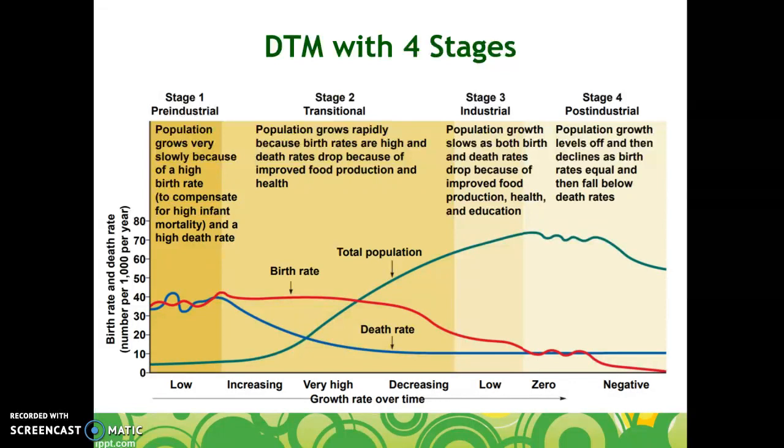And then post-industrial is where population growth levels off and then starts to decline as birth rates equal and then fall below death rates. So this is when we have the majority of women in the population in the workforce. They're having fewer children. So that's that post-industrial stage.